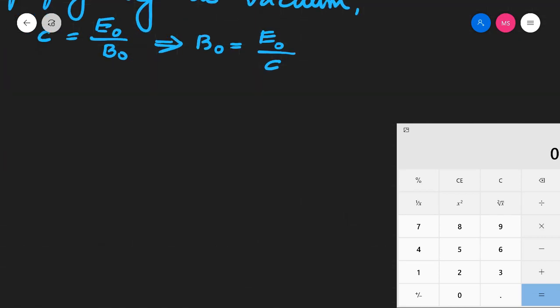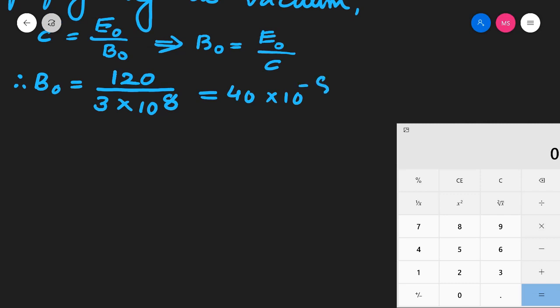So therefore, B naught will be equal to E naught is given as 120 and speed of light c is 3 into 10 to the power 8. So 120 by 3 is 40 into 10 to the power minus 8, or you can say that amplitude of magnetic field B naught will be equal to 4 into 10 to the power minus 7 Tesla. This will be the amplitude of magnetic field.